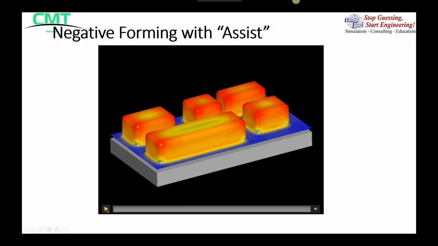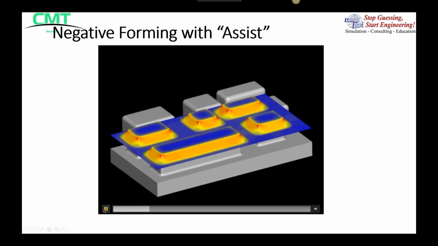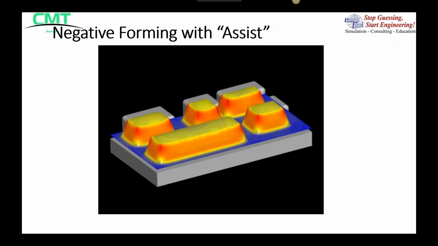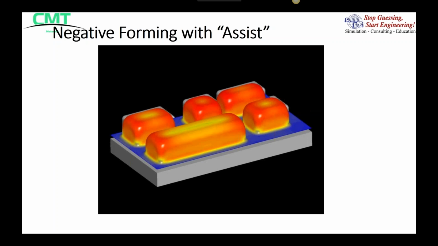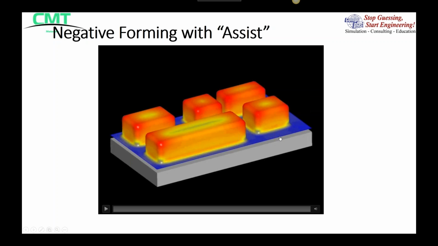I'll show that one more time. The tool pushes the material into the cavities, and then the vacuum comes on and pulls the material up against the surface. And again, red is thin. You can see the corners tend to thin out more, whereas the bottom centers tend to be a little bit thicker.